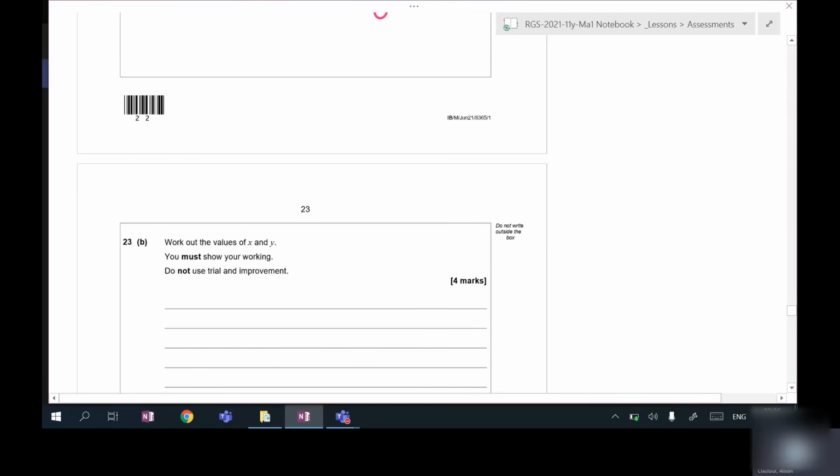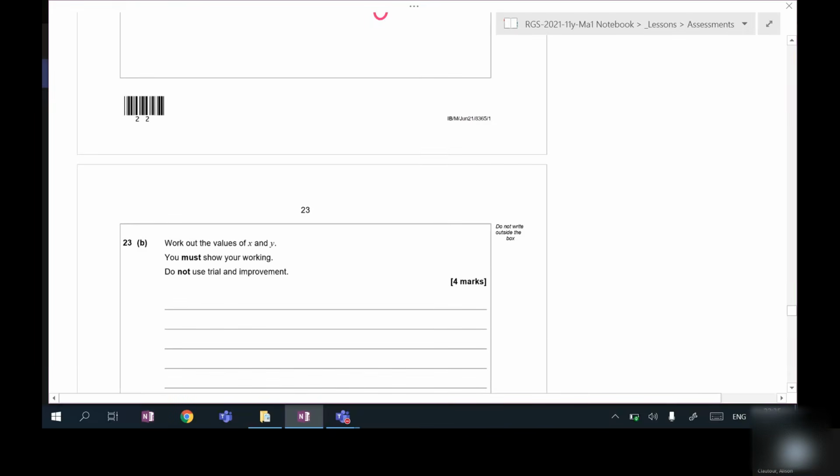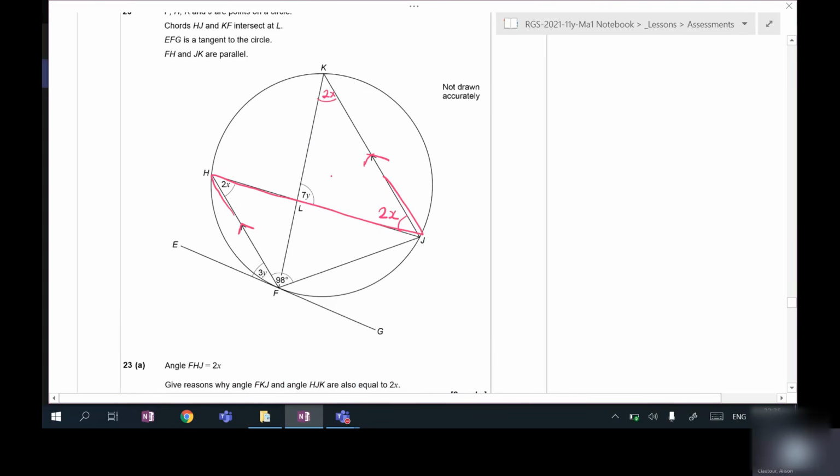Okay, work out the values of x and y. So what links x and y? Let's have a think about this. So we've got angles in a triangle. So if we look at this triangle here, we've got 2x, a 2x, and a 7y. So 2x, add 2x, add 7y is 180. So 4x, add 7y is 180. Okay, and then if we look at the rest of the information that we've got, any other angles you can work them out. So you've got opposite angles here, so this would also be 7y.